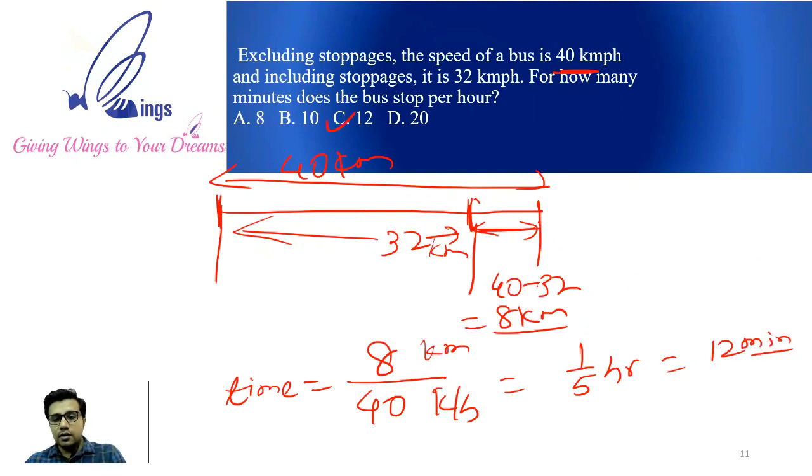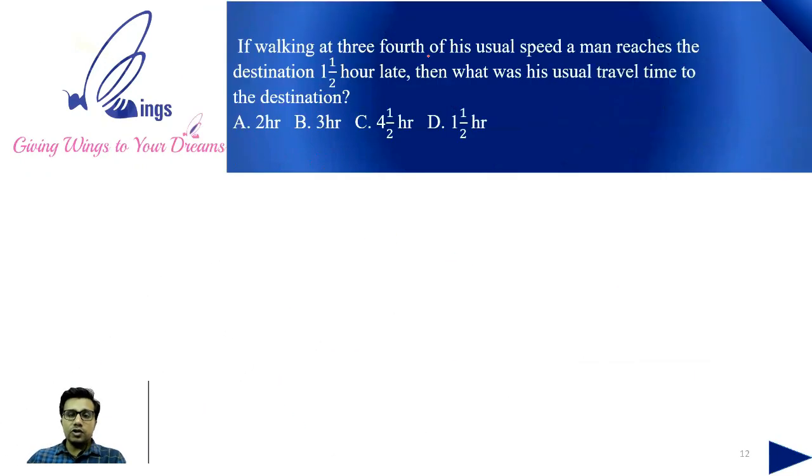So how do we calculate? Find the distance which it could not cover, divide by original speed, that is the time it stopped, and then you can convert that into minutes.